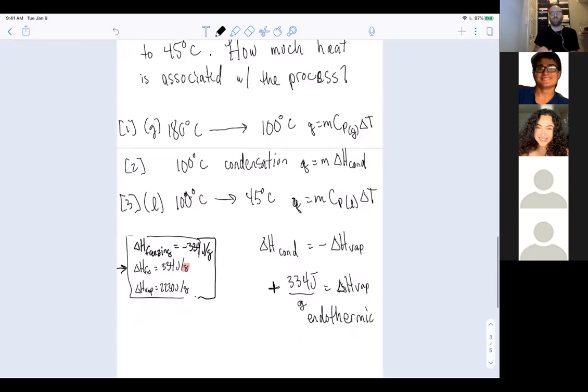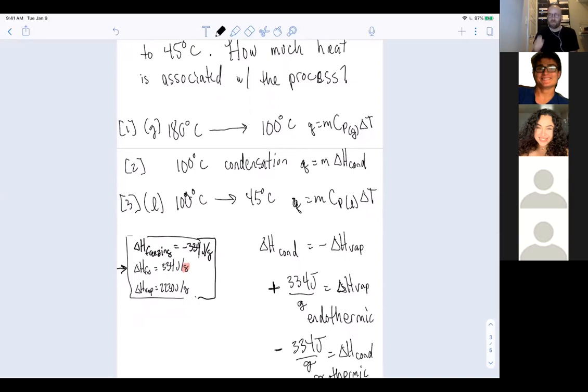So delta H of condensation is in fact negative. So negative 334 joules per gram equals delta H of condensation. And that's an exothermic process.